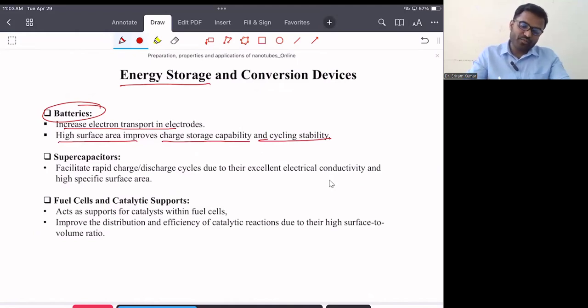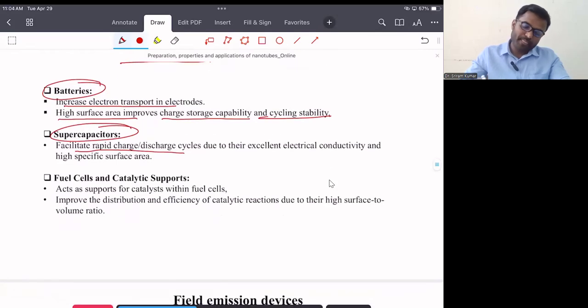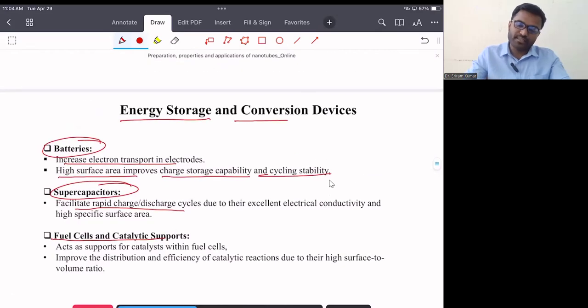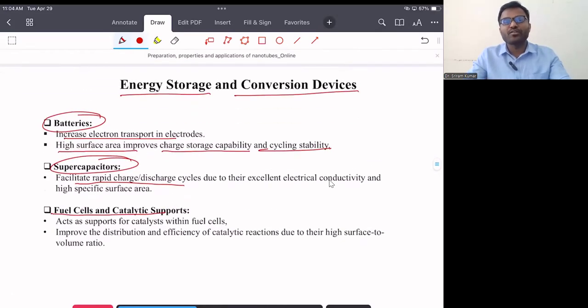And the second kind of application is the supercapacitor. Here, because of the high surface area and the connectivity, that facilitates the rapid charge-discharge cycle, so it can be used as a supercapacitor material. And the third important application is energy conversion devices.